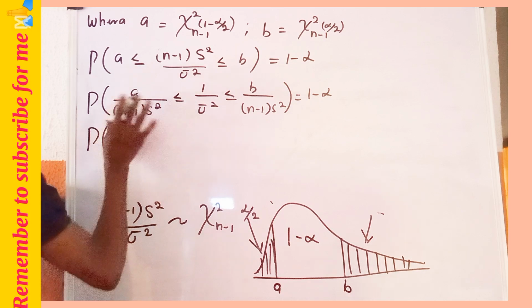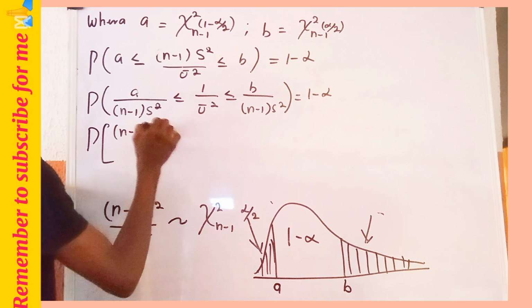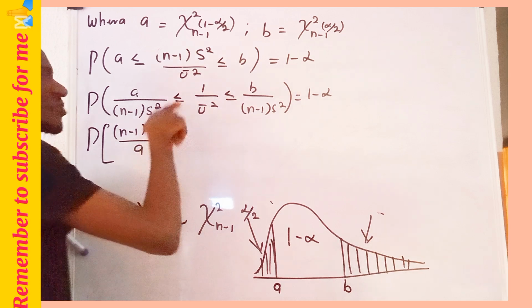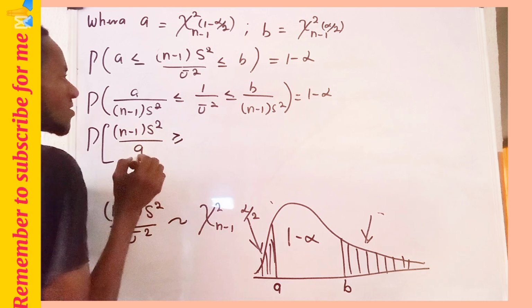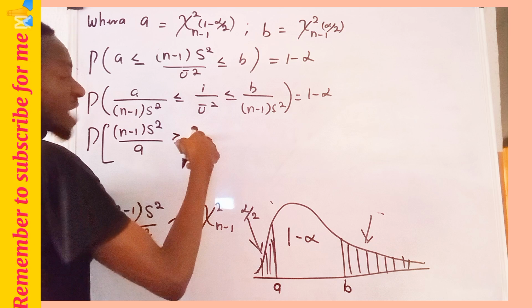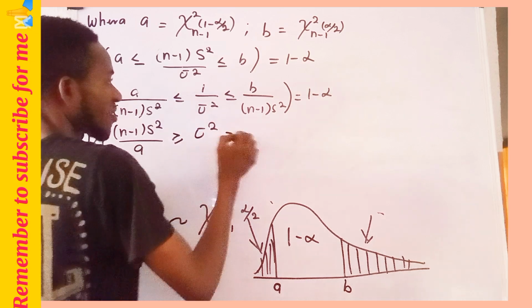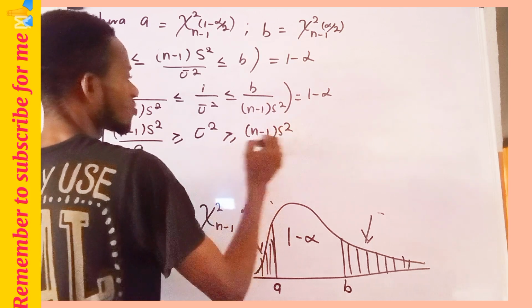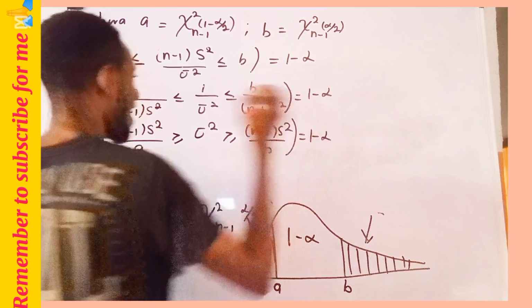So what you are going to have becomes (n minus 1) s squared all over A. This sign is no longer less than or equal to; it is going to be greater than or equal to. Here, what you have is 1 over sigma squared, and because you are taking the reciprocal, it becomes sigma squared, greater than or equal to (n minus 1) s squared all over B, close the bracket, which equals 1 minus alpha.